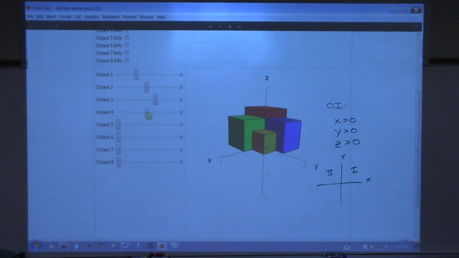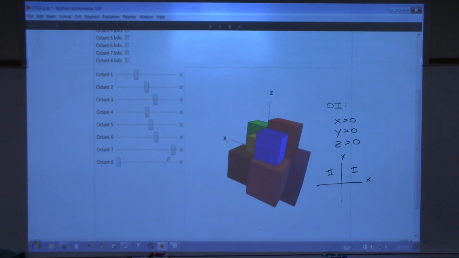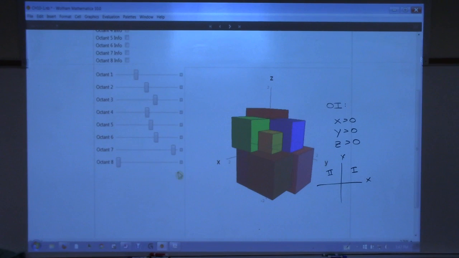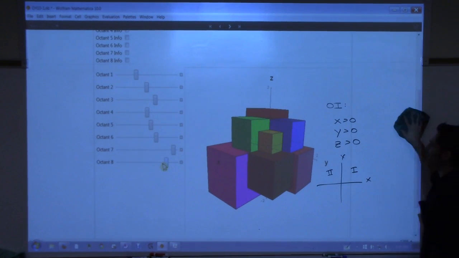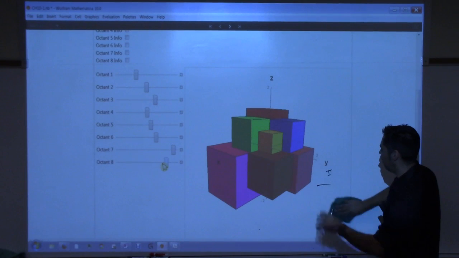And then the 5th octant is below the 1st octant. The 6th is below the 2nd. The 7th is over there below the 3rd. It's like a Rubik's Cube. And then there you go. There are your 8 octants. And we could go through and list all the qualifications for all 8 octants, but I think that's too much. So let's just pick one. Somebody pick one of these octants.